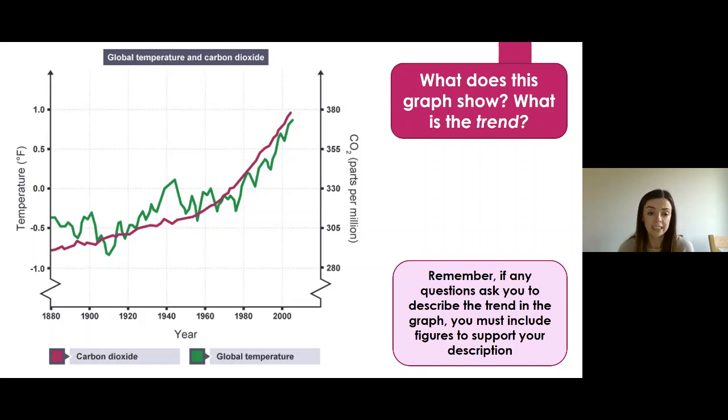So the general trend here is this. As the levels of carbon dioxide have increased since 1880, the temperatures have also increased. But having said that, you can see that the temperatures have fluctuated over this time, but the general trend is that it is increasing. And you will also need to include data. So for example, you could say that the carbon dioxide was around 295 parts per million in 1880, but this has increased to around 380 parts per million in CO2. That is a difference of 100 parts per million over a period of 140 years, something like that, okay?